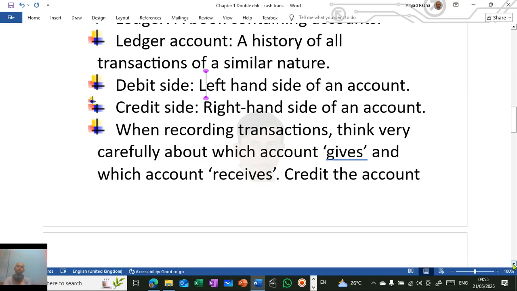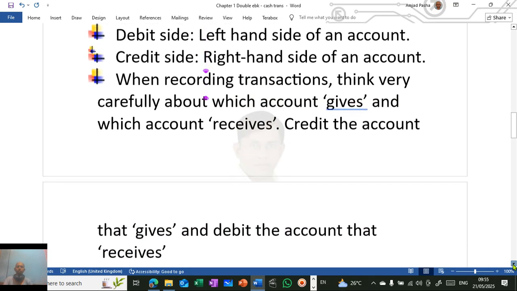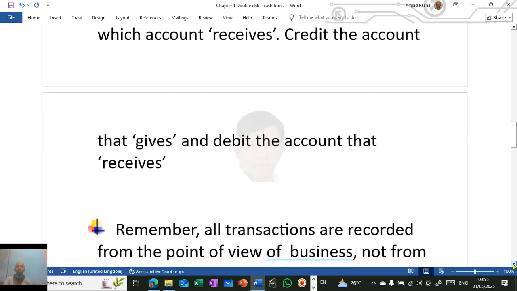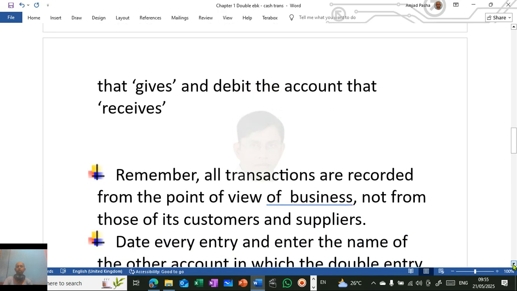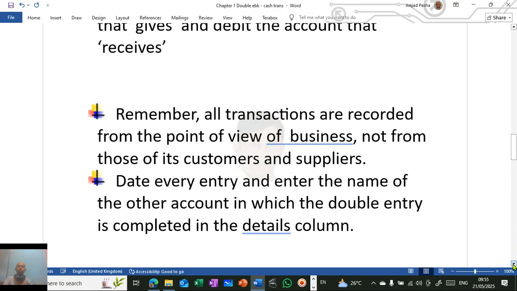So when recording transactions, think very carefully about which account gives and which account receives. Credit the account that gives and debit the account that receives. A lot of students get confused with this concept, so anyway, we'll discuss how to understand and how to write it. Also remember, all transactions are recorded from the point of view of the business, not from those of its customers and suppliers. This is also a very important concept. Most students often get confused and don't understand this, so we will discuss even this.